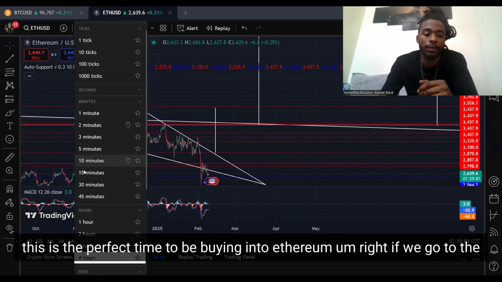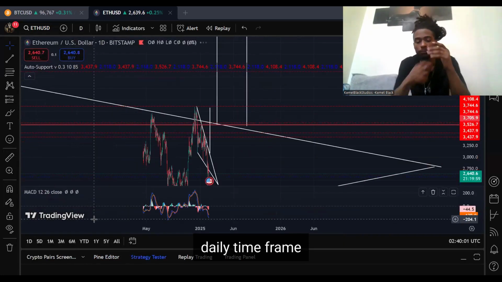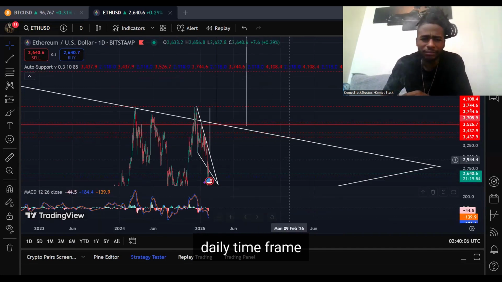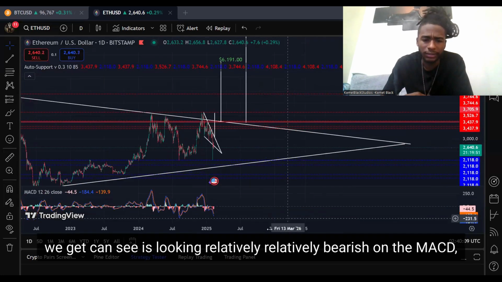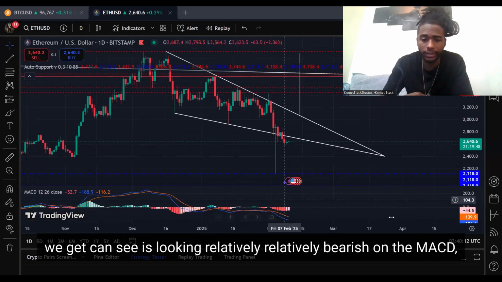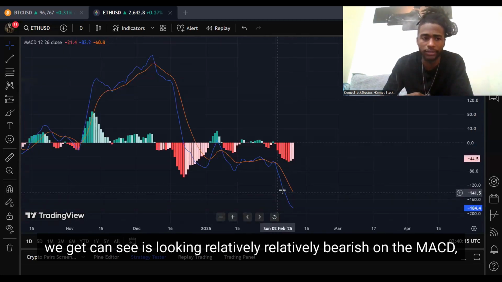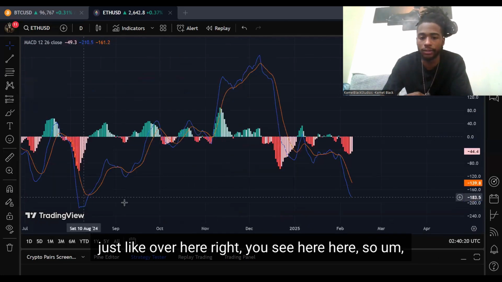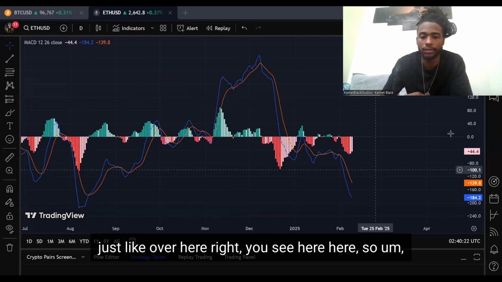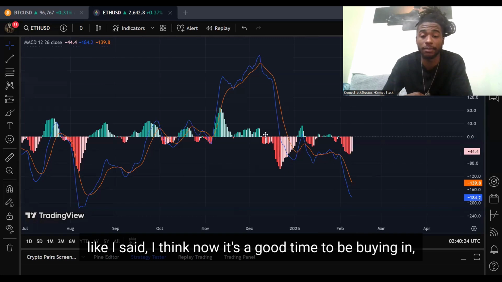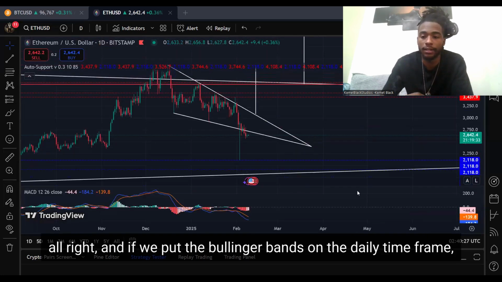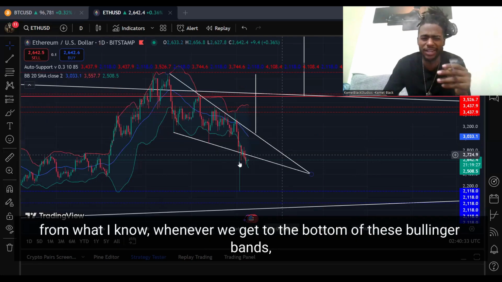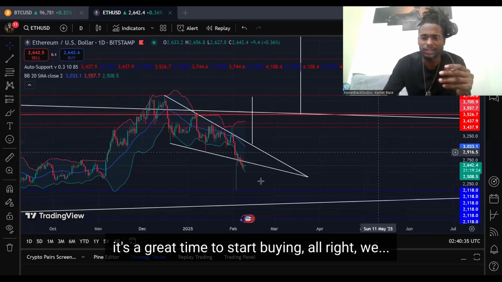If we go to the daily time frame, we can see it's looking relatively bearish on the MACD, but in my opinion, I think it's going to start turning up, just like over here. So, like I said, I think now's a good time to be buying in. And if we put the Bollinger Bands on the daily time frame, from what I know, whenever we get to the bottom of these Bollinger Bands, it's a great time to start buying.